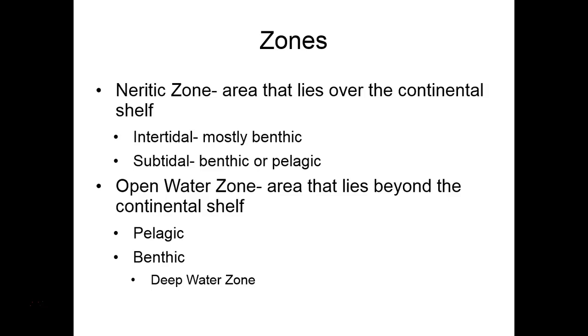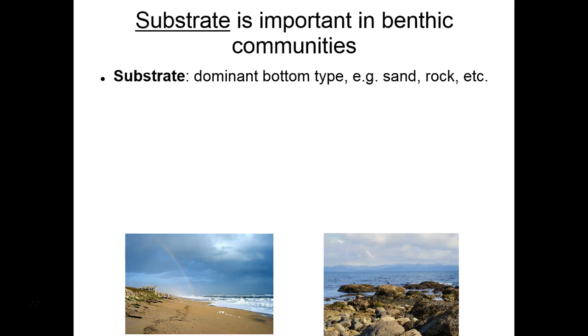And then we go into the open water zone, which is the area that lies beyond the continental shelf. And we can break that into two categories, pelagic being just open water, meaning that there is no bottom in sight, and benthic would be anything that's along the bottom, off of the continental shelf, and also the very deep water zone.